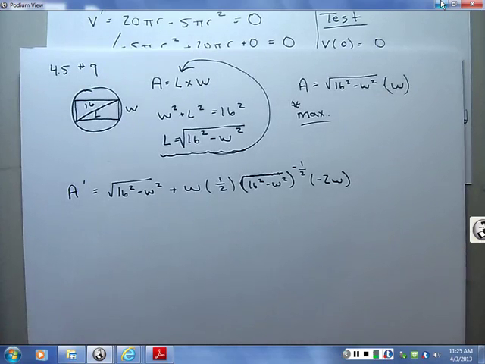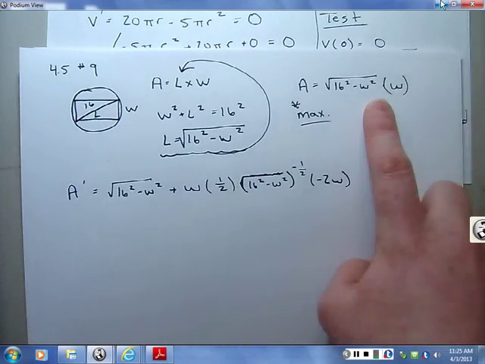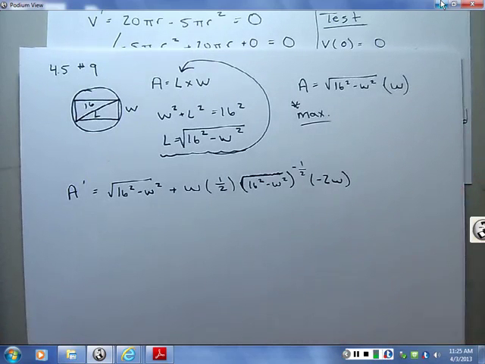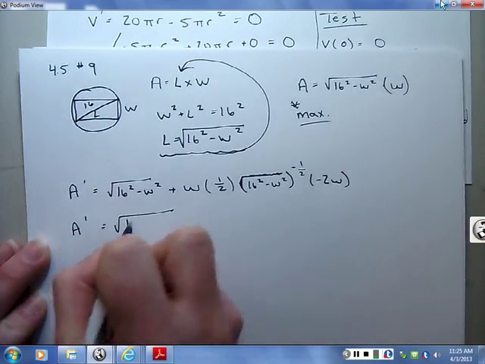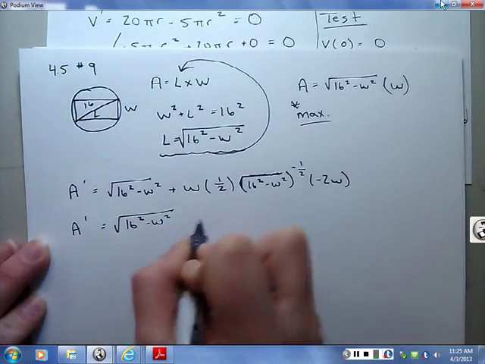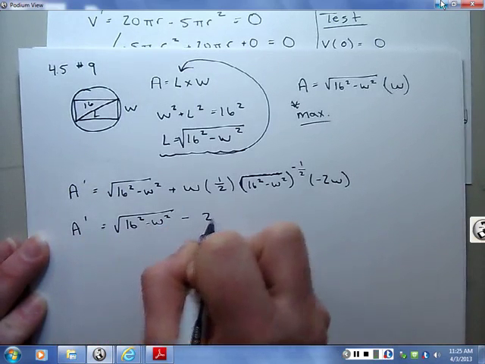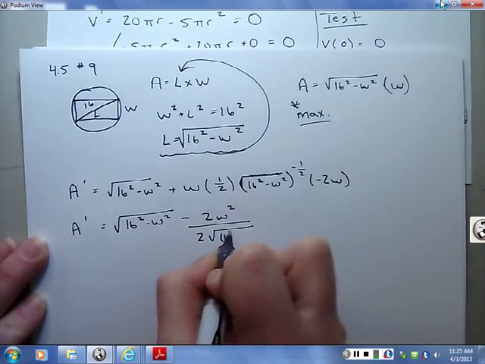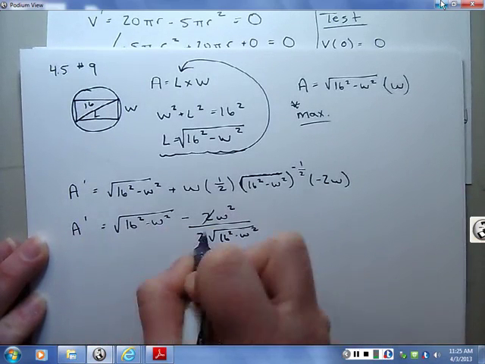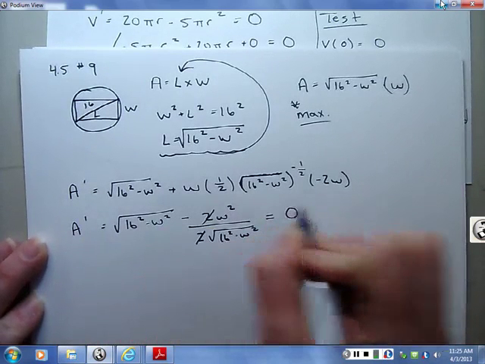So at this point in calculus, you should be somewhat comfortable taking a derivative of a function like this. So I'm going to write this a little nicer. Minus 2w squared over 2 times the square root of 16 squared minus w squared. So the 2's cancel. And I'm going to set this equal to 0.